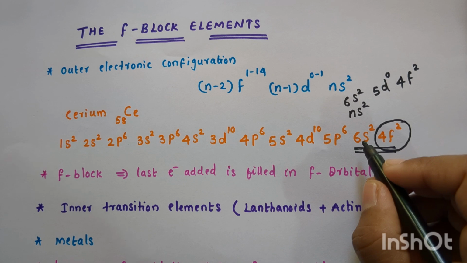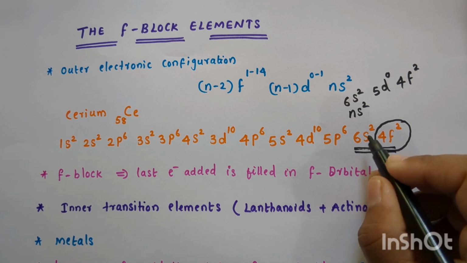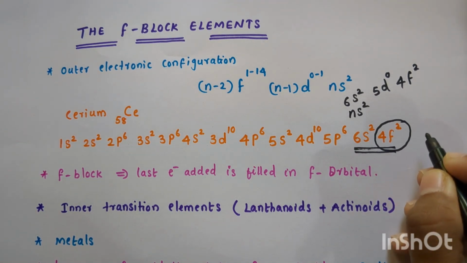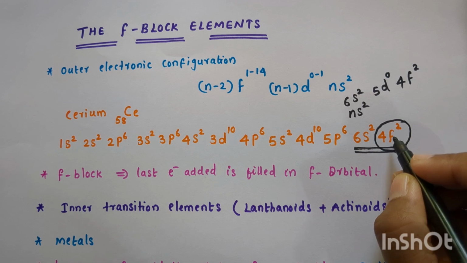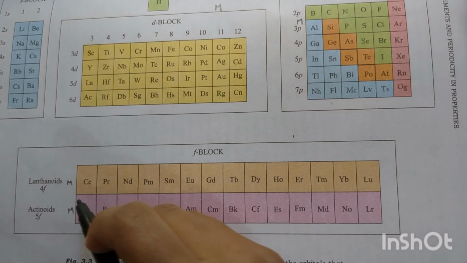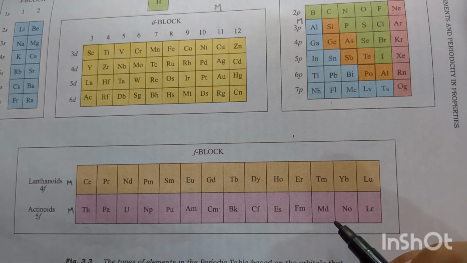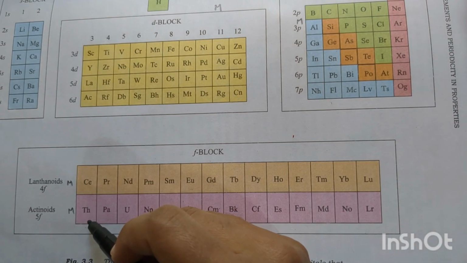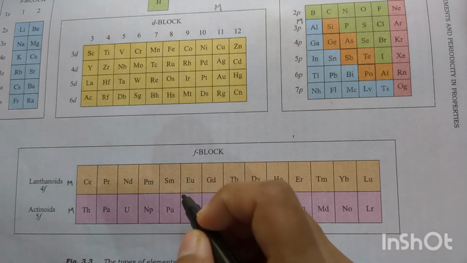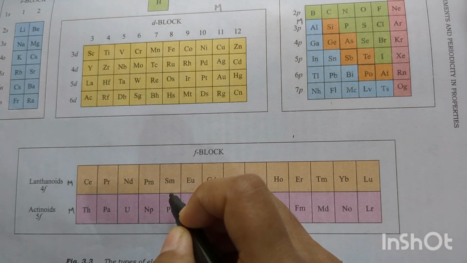The s orbital is completely filled because the maximum number of electrons possible in the s orbital is 2. But the f orbital is not completely filled. So the last electron added to each element will be filled in the f orbital. So these two series of elements, lanthanoids and actinoids, are called f-block elements, and they are also called inner transition elements.